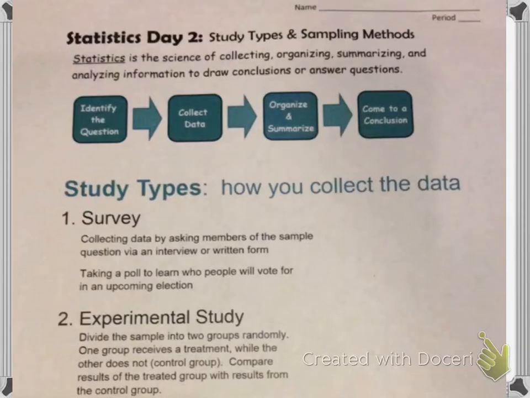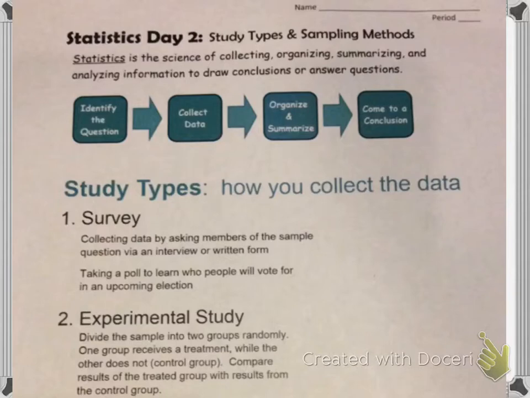This is the note-taking guide for day 2 of the statistics unit in Math for Life. So not a lot of work to do on this note-taking guide today, just a lot of talking and explaining of different things. What we're doing here today is the types of sampling methods and study types.